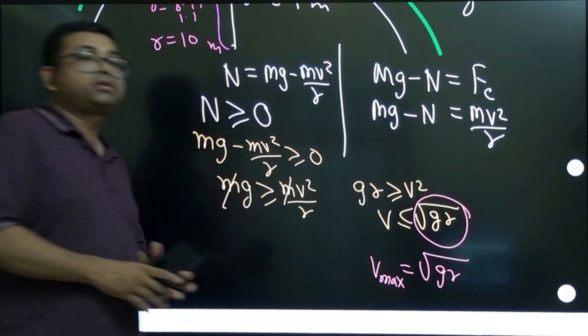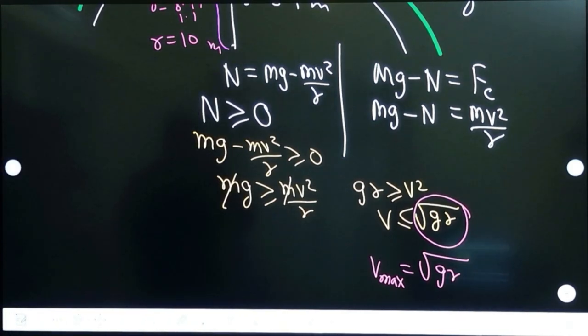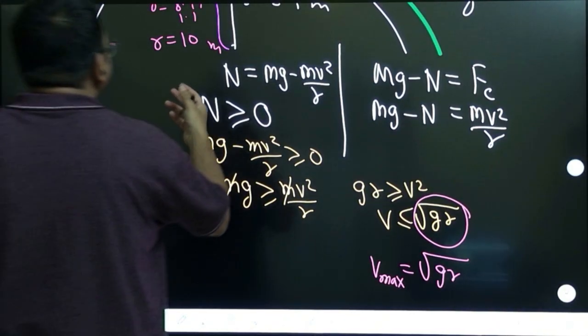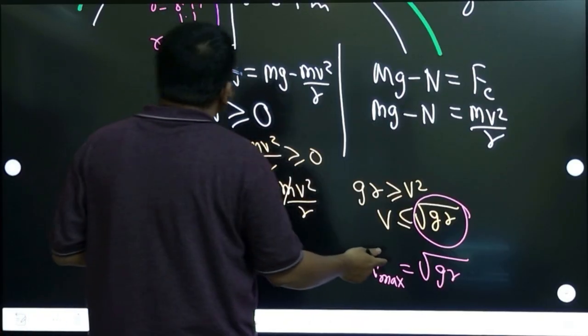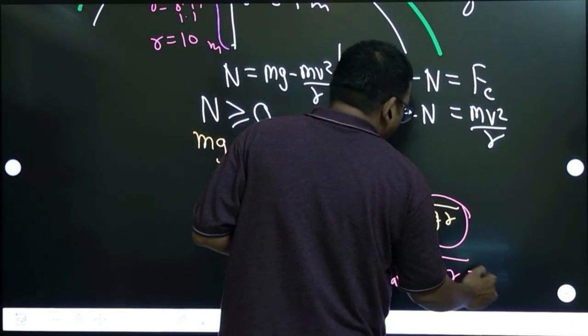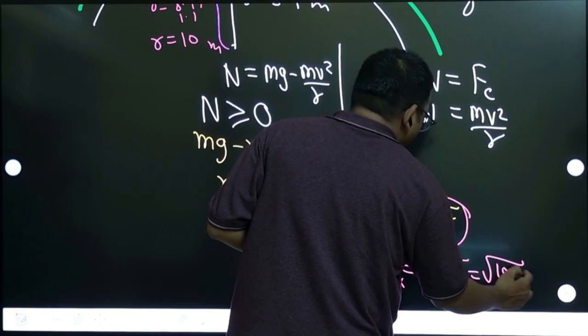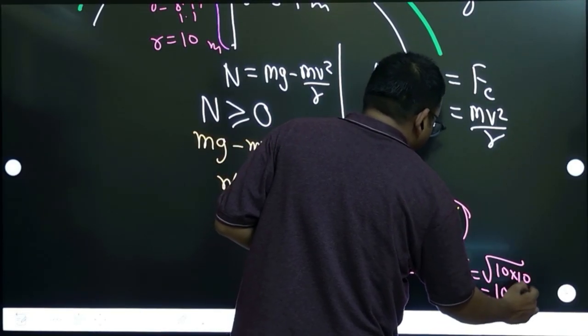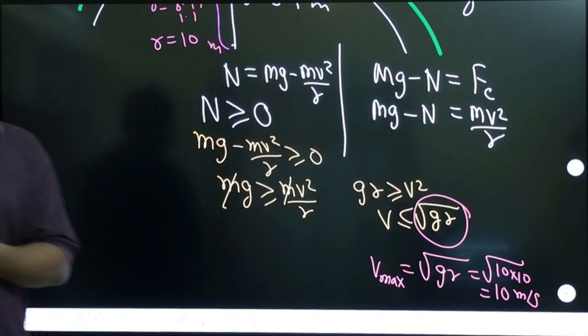Any doubt in this? That's all. Radius we have given 10, and g is also 10. So 10 into 10 is 100, under root that will be 10 only, 10 meter per second. That's the answer.